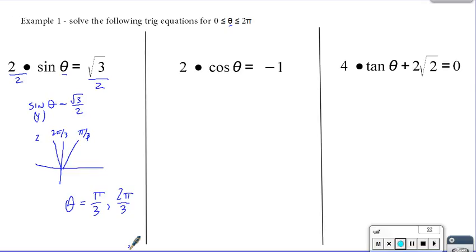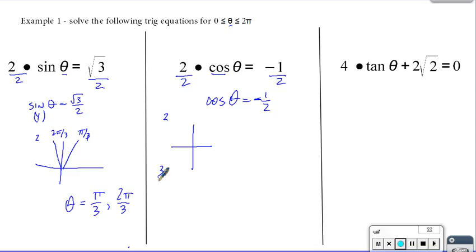Next, I'm going to take a look at this one here. I'm talking about cosine now, so I'm thinking about x. Again, equation rules apply, so divide by 2 to get rid of the multiplication. So I get cosine of theta equaling negative a half. So now I'm thinking cosine. I'm thinking x values, and I'm thinking negative. So on my unit circle, cosine is negative in quadrants 2 and 3.